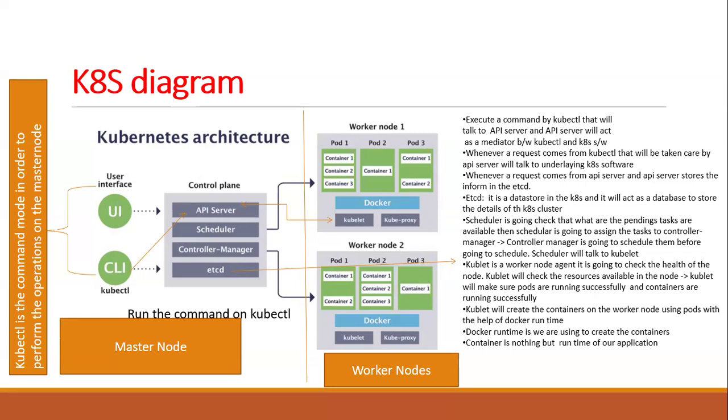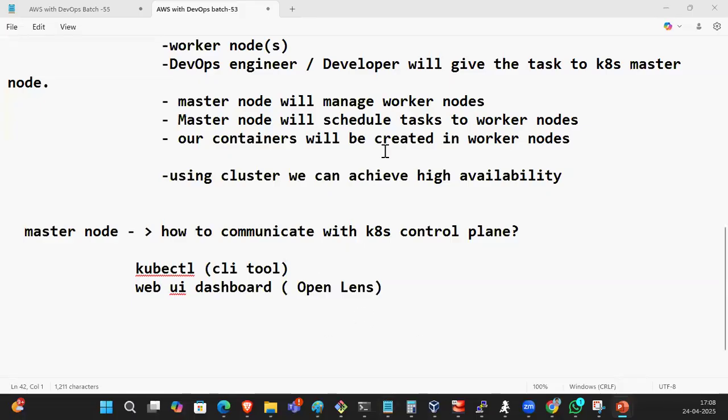Docker containers will run inside the pod. In Kubernetes, Docker containers run inside the pod. A pod is the smallest building block that will be created in Kubernetes to run our Docker containers. Okay, guys, understood? Very good.